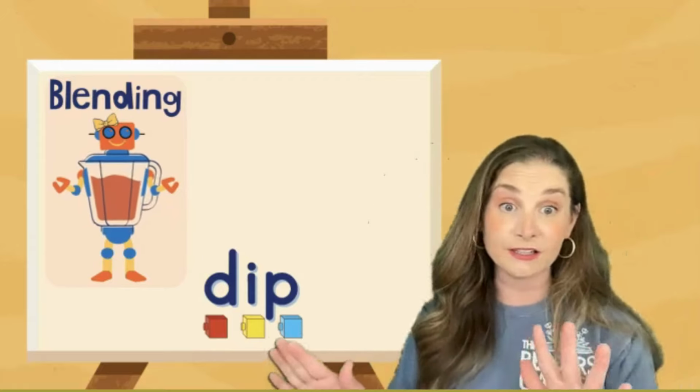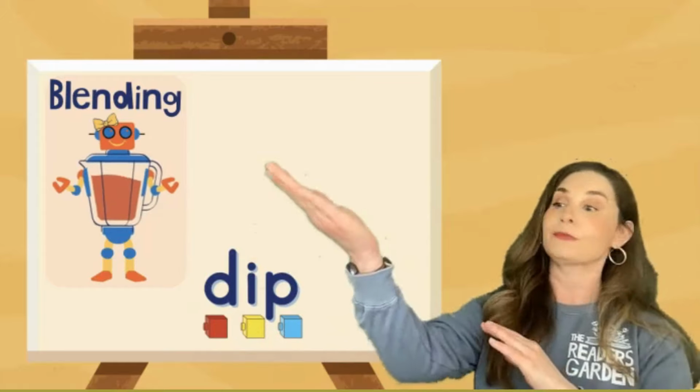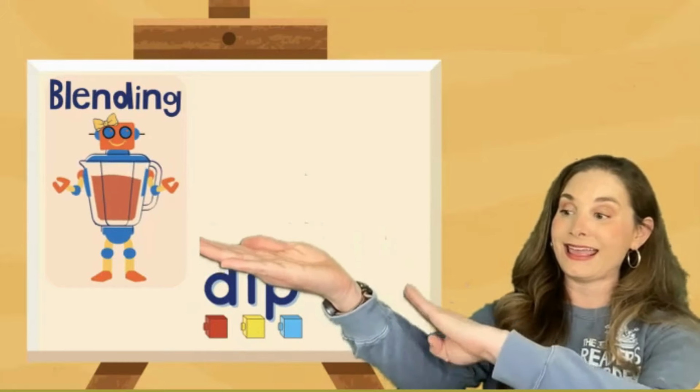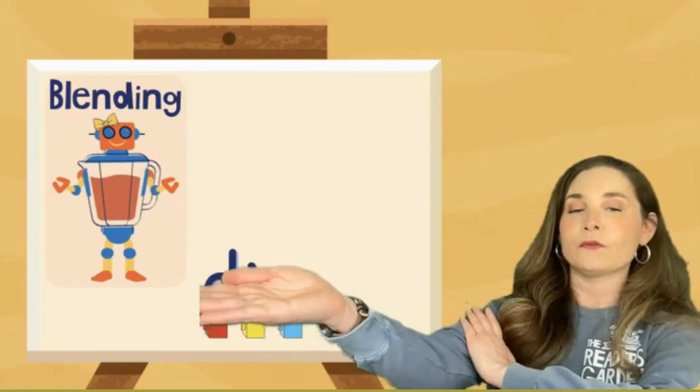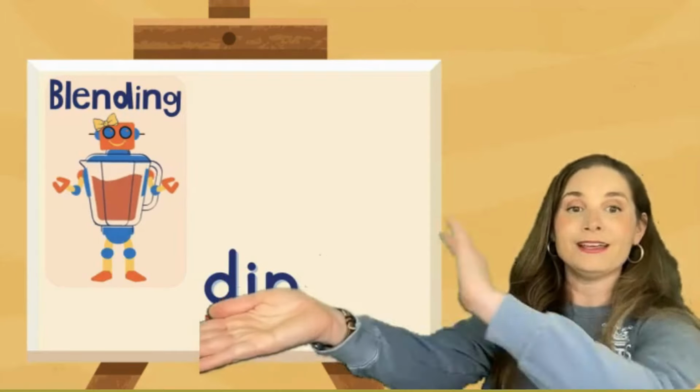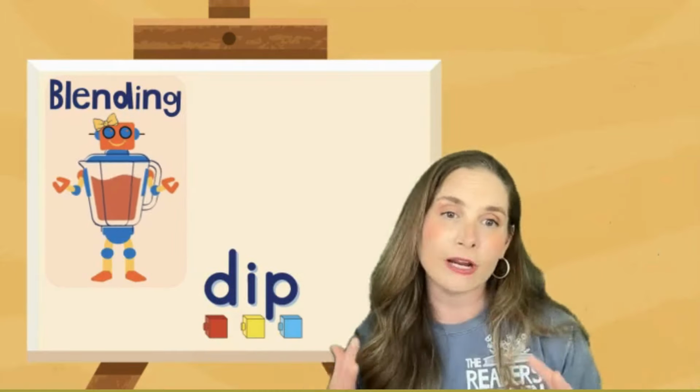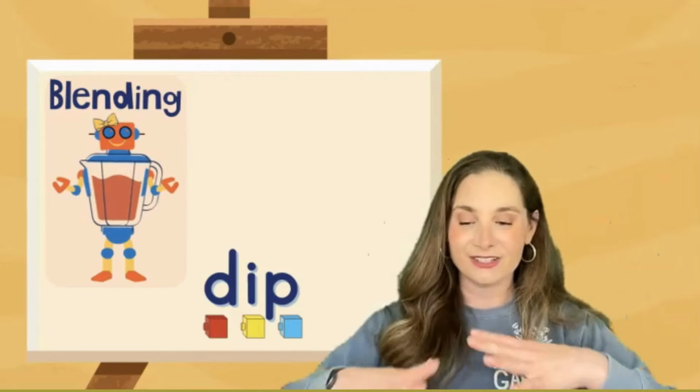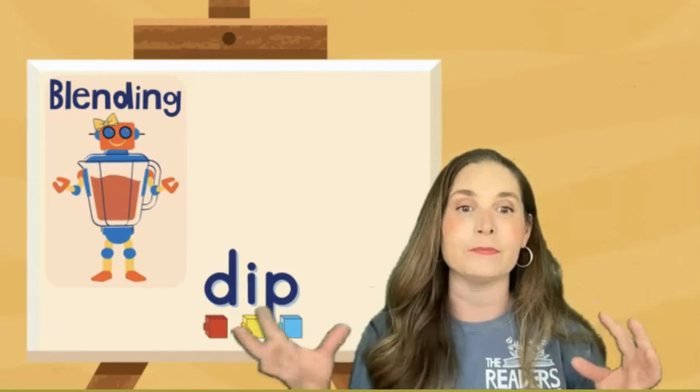Or another way I really like to do this is on my arm. So I tap the sounds d, i, p, and then I wipe them together. Dip, dip, and I'm blending. And that's a great way for our more physical students to feel what we're talking about when we're talking about blending the sounds.